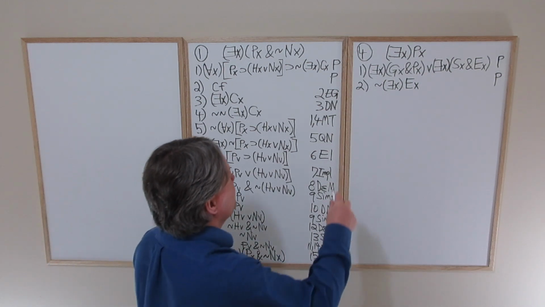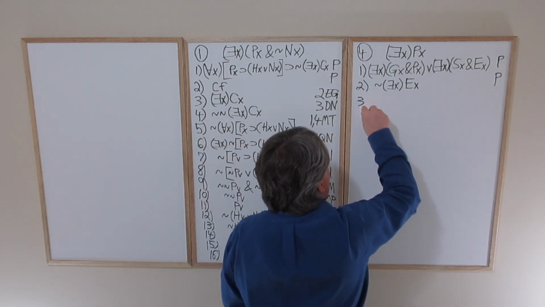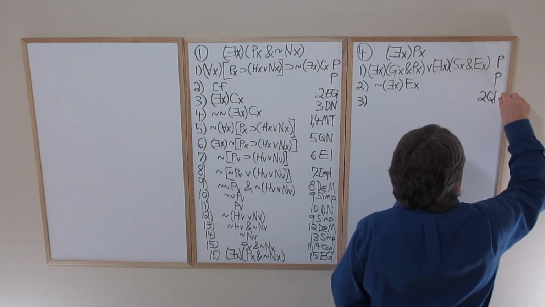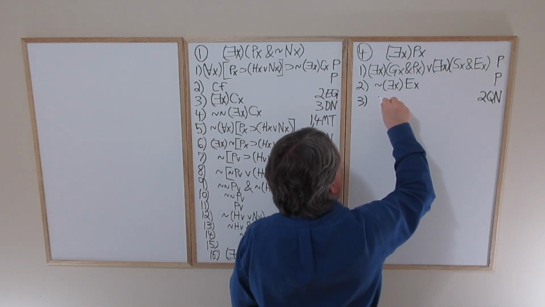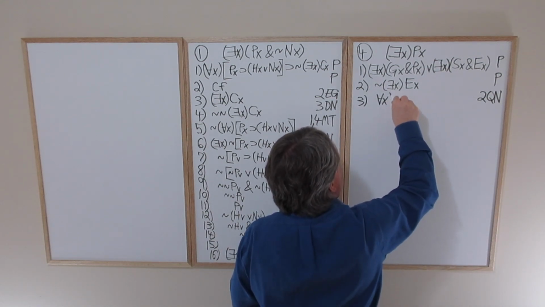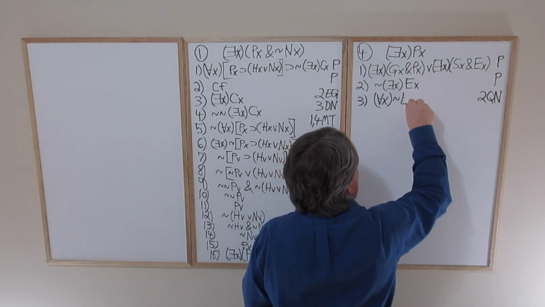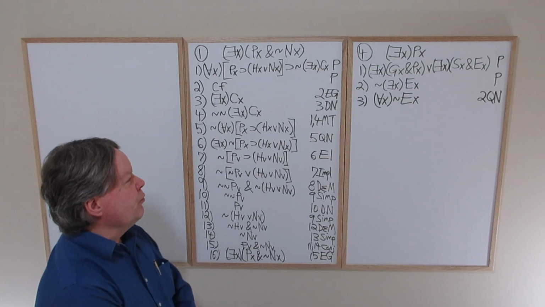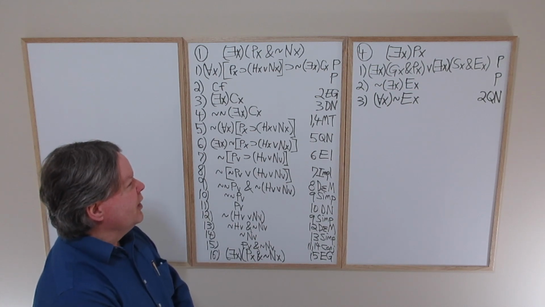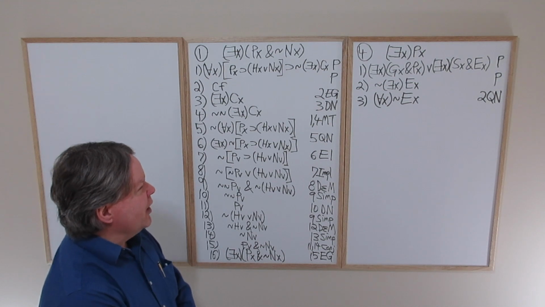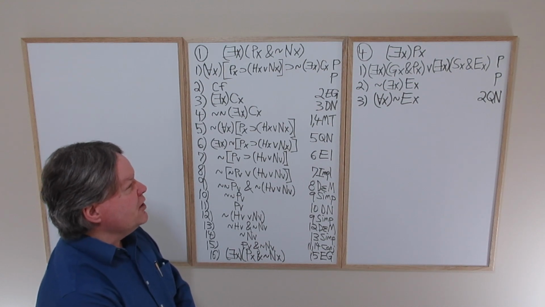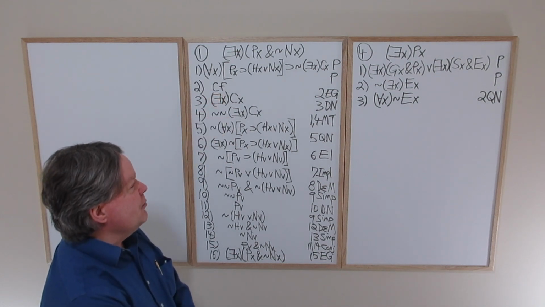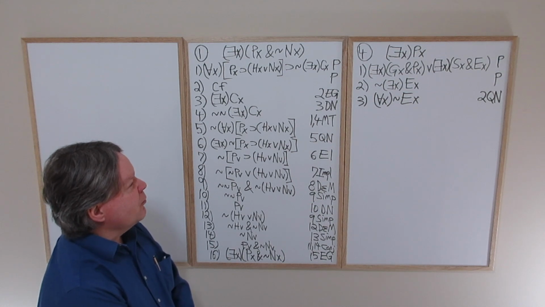Well, first thing we're going to have to do is dequantify it, and in order to dequantify it, we're going to have to do a QN. So that's going to give us all X are such that it's not the case that X is an endocrinologist. So, now we can do a UI on line 3. So we could put a name in there, we could put Dr. Frank from the previous proof's name in there, or we could put a free variable.